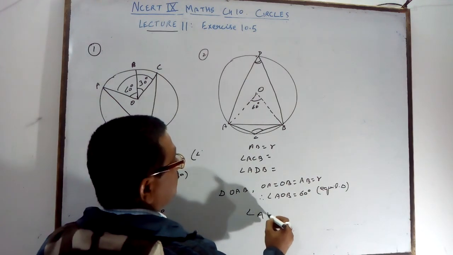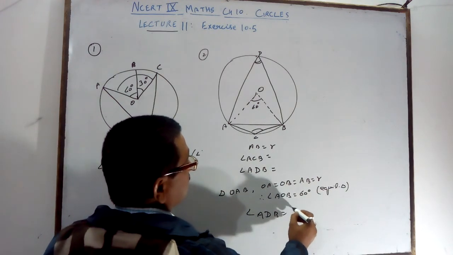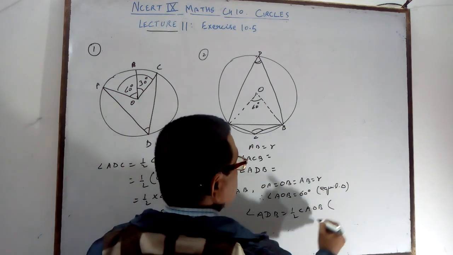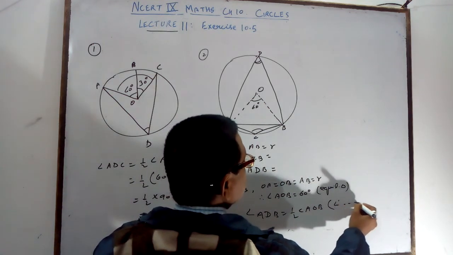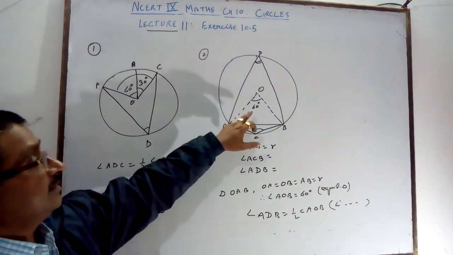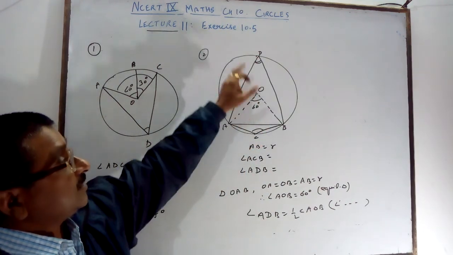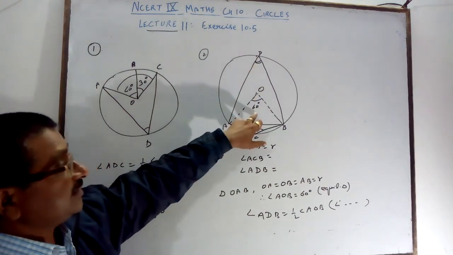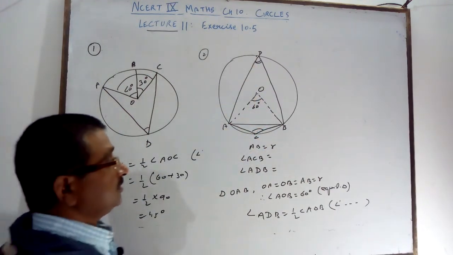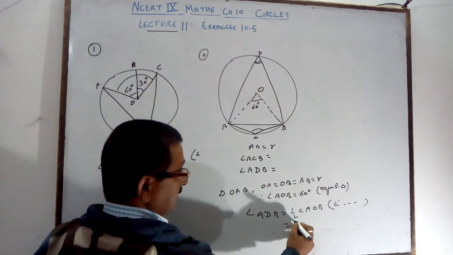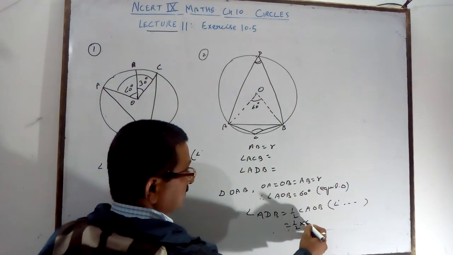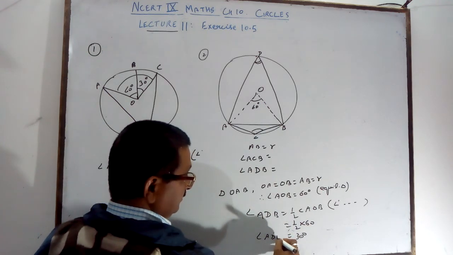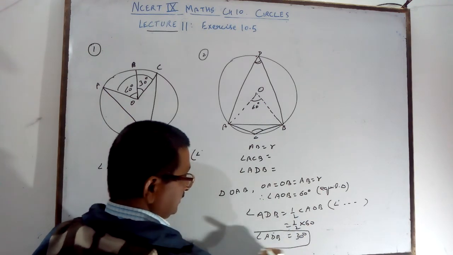Angle ADB is half of angle AOB. So what will you get? The angle at the center is twice the angle in the remaining part. Our angle at the remaining part is half of the angle at the center. That theorem you know. So it is half of 60, that is 30 degrees. One answer you are getting. The major arc angle is 30 degrees.